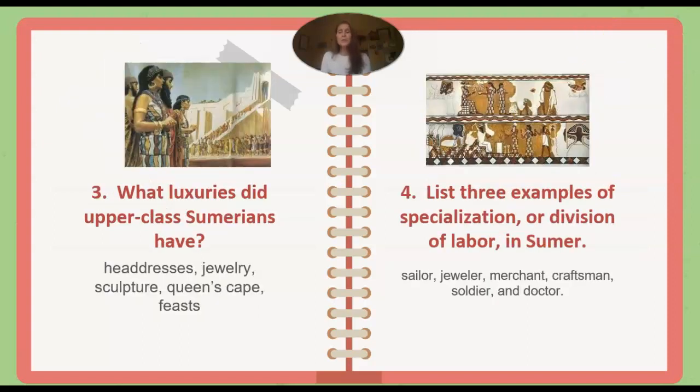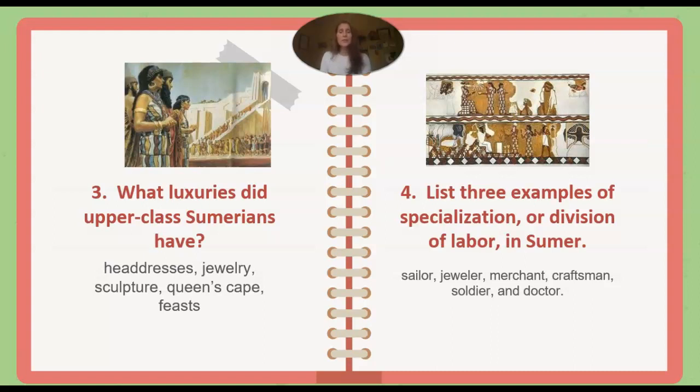Number 3, what luxuries did upper class Sumerians have? They had headdresses, jewelry, sculptures, they had queen's capes, they had large feasts, and in that upper class were just a very, very small few as compared to the rest of the Sumerians.